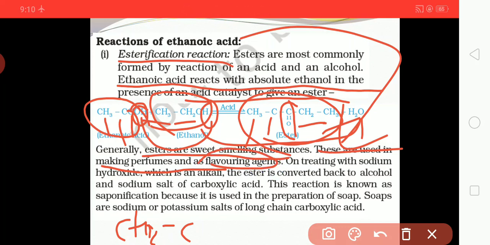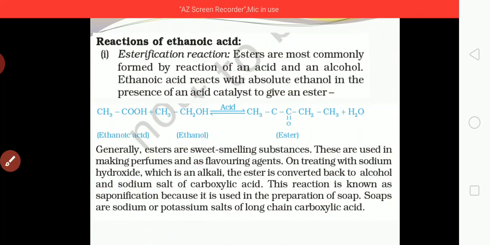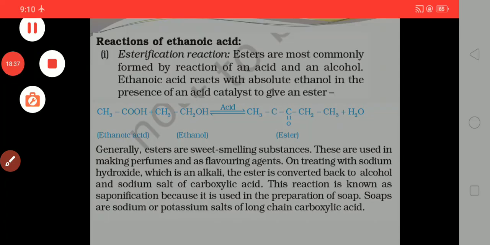On treating with sodium hydroxide, which is an alkali, the ester is converted back to the alcohol and the sodium salt of the carboxylic acid. This reaction is known as saponification, because it is used for preparing soap. Soaps are sodium and potassium salts of long-chain carboxylic acids, which we will study.